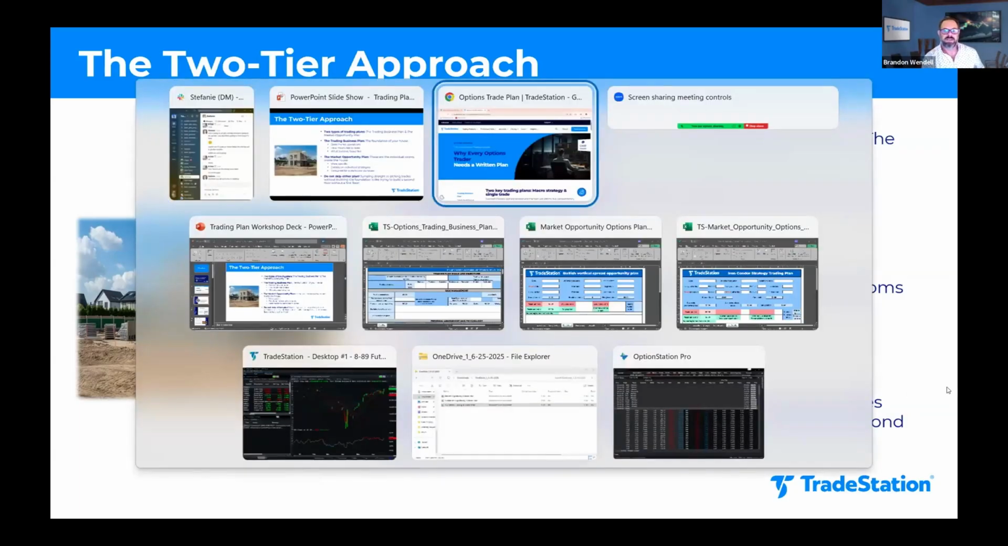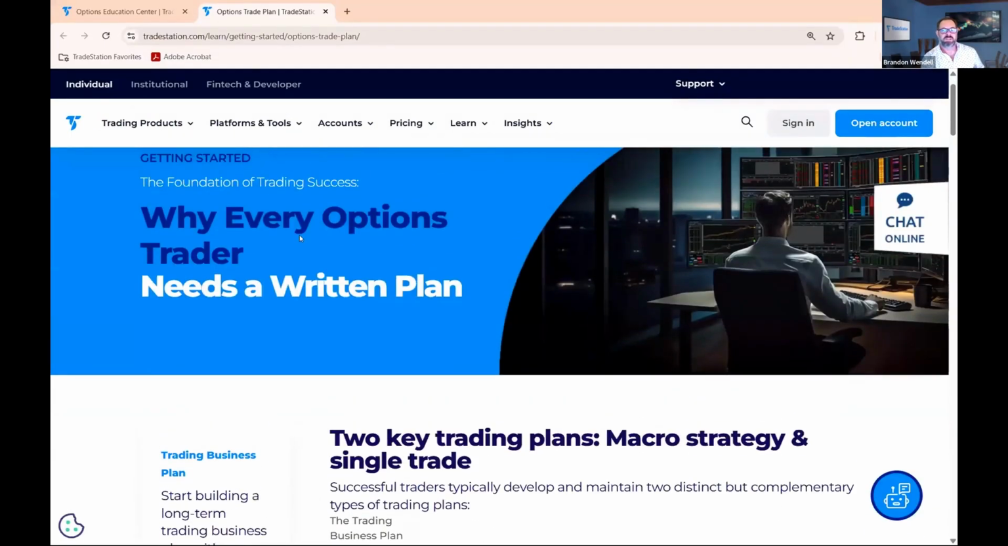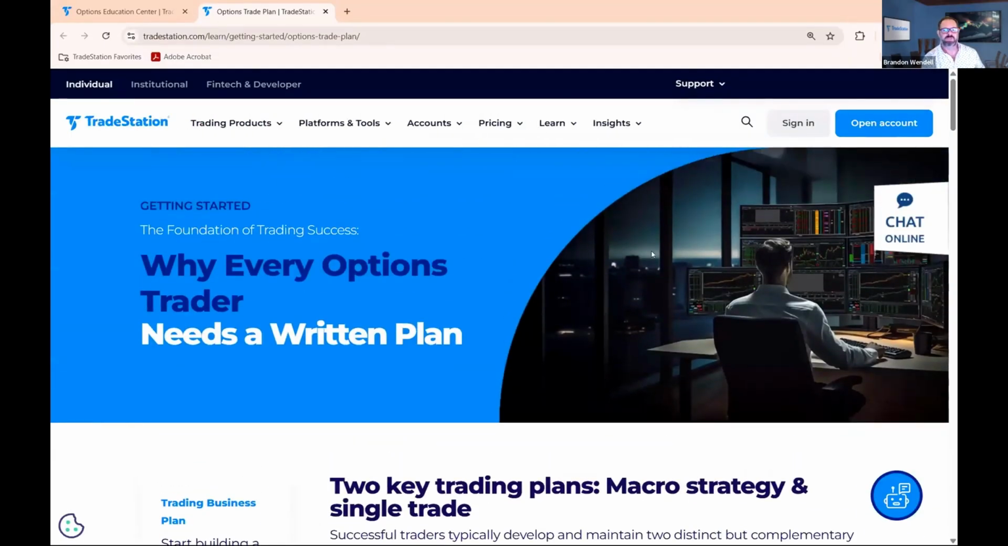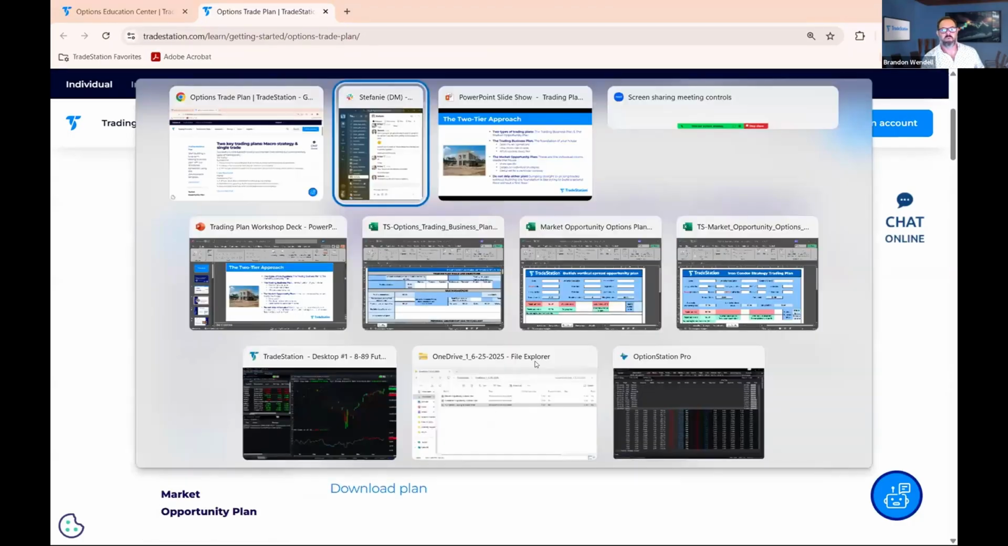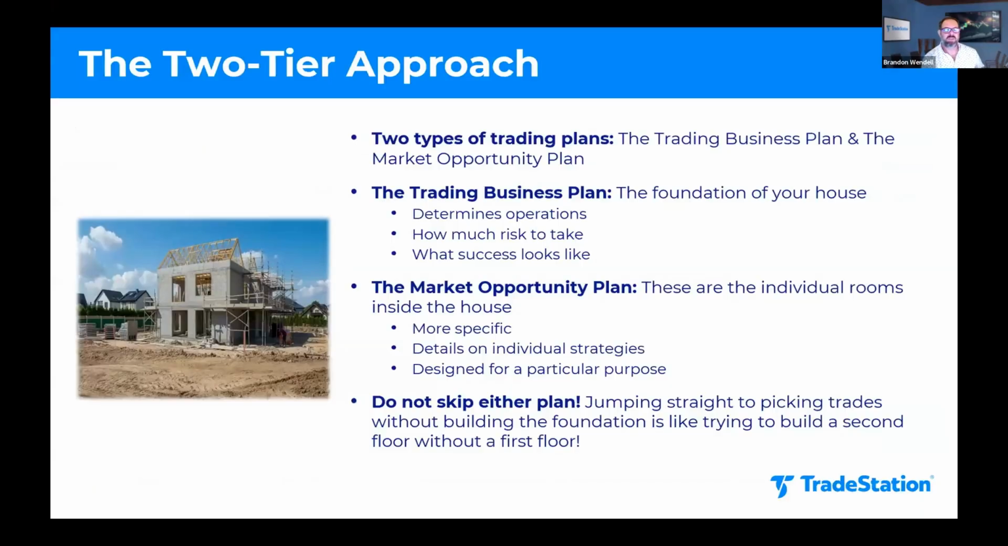And like I said, in the website that Jesus put in for the link, you can go ahead and download the plans. Those are the Excel spreadsheets that we're talking about. So you'll see a little bit more of that as I go through it today and how they work.